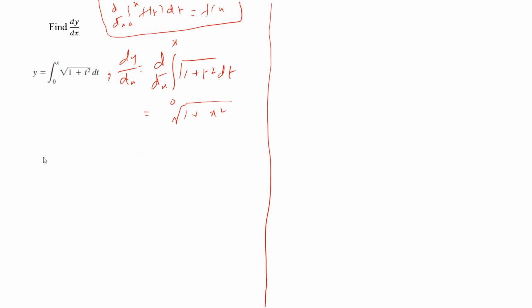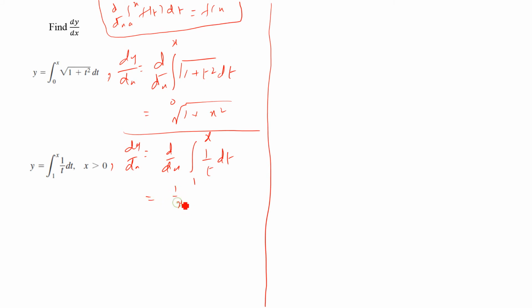Okay, next question. We have the same procedure. We have d by dx of the integral of 1 over t dt, and comparing with this, a here is 1, x here is x, f(t) here is 1 over t, so it must be equal to f of x, that is 1 over x, where x is greater than 0, because at x equal to 0 it is undefined. Okay, next.